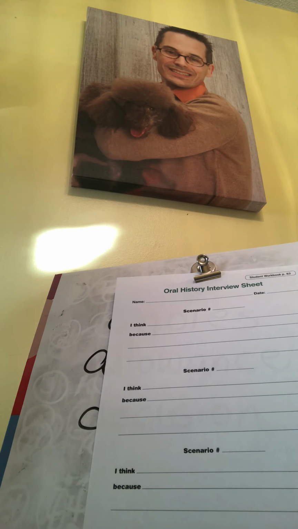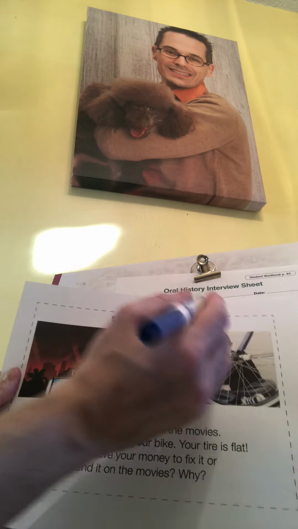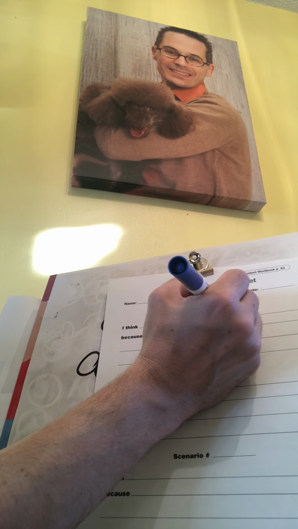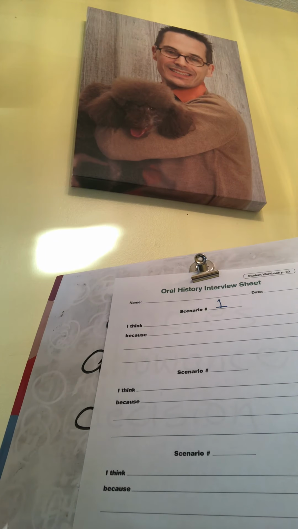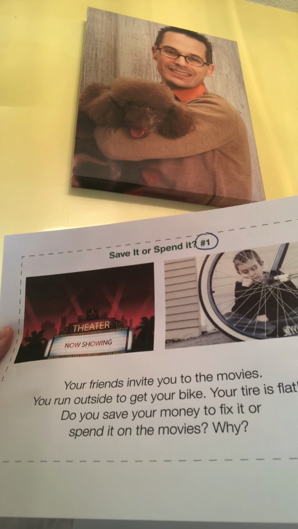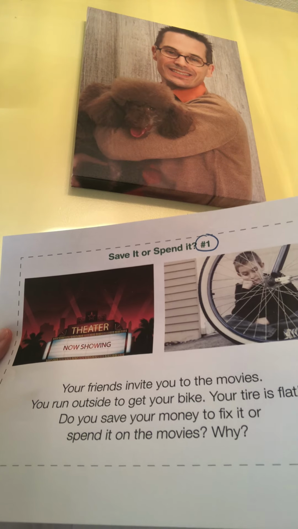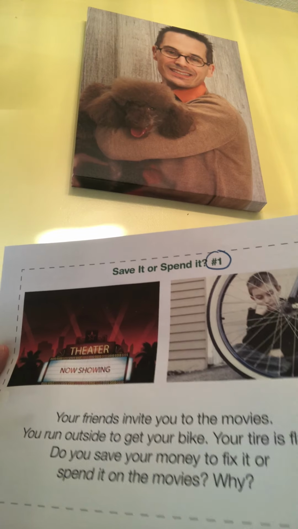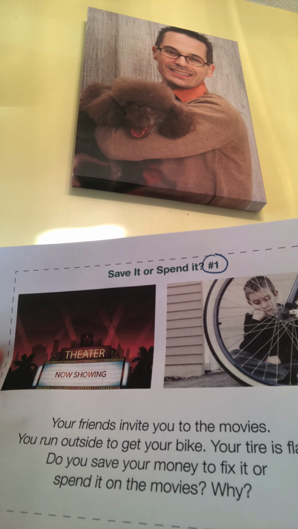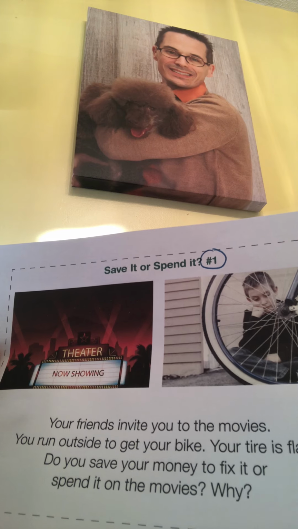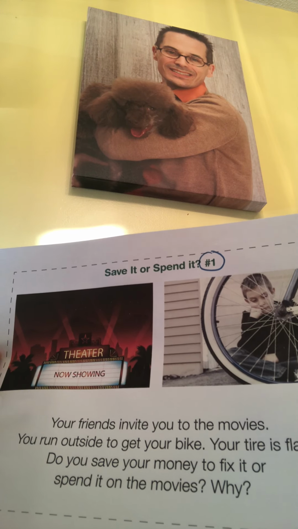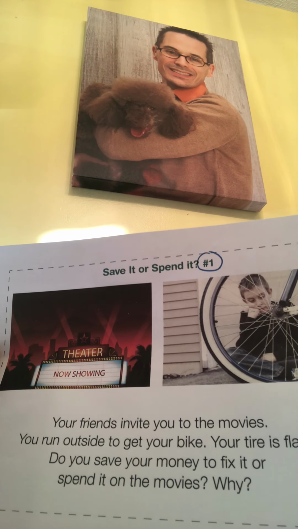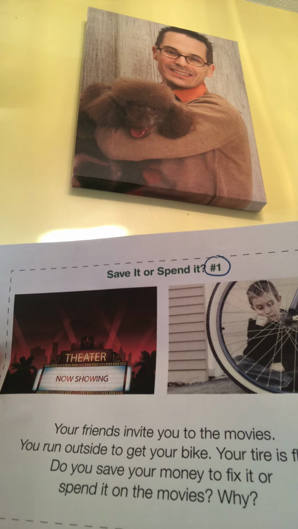And I'll have the pages written down in your lesson. But this one says, save it or spend it, number 1. You see the number 1? So that's where I'm going to put here, scenario number 1. This is number 1. And this says your friends invite you to the movies. You run outside to get your bike, but your tire is flat. The bike tire is flat. Do you save your money to fix it, or do you spend it on the movies? Why? The why is the because. So do you save your money to fix your flat tire, or do you spend it on the movies?